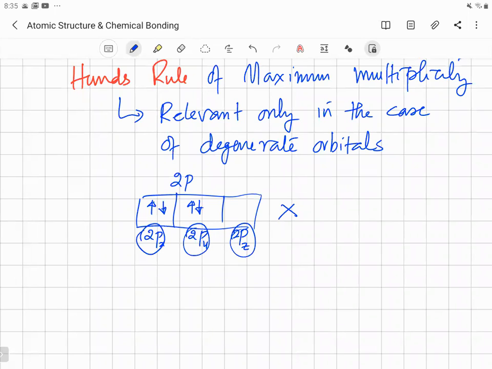In the lower energy case, the electrons should first be half filled, and then they should be paired like this. And this is called Hund's rule of maximum multiplicity. Understood? And these were the things that we discussed in the last class.